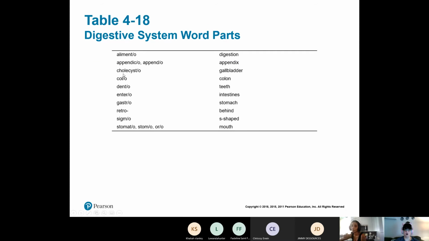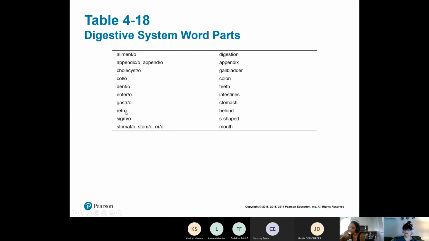And this is one I'm always throwing at y'all. Chole. Anytime you see that, C-H-O-L-E, is gallbladder. All right? Dent is teeth. Gastro or gast is going to be stomach.